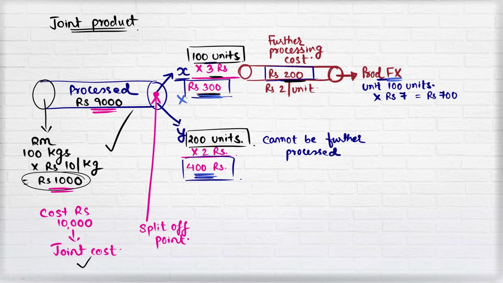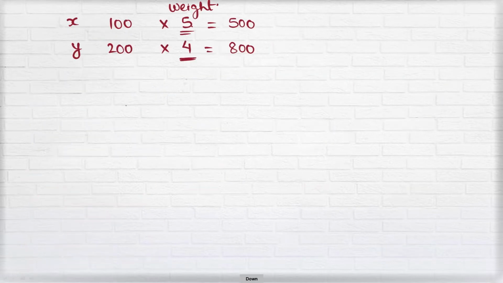This 300 rupees is practically a useless figure for this particular businessman. Why? Is he going to sell at split off point? Do you understand this term, right? Selling the product at split off point without further manufacturing it. He is going to do or not going to do? Not going to do. Then which sales value should be considered? You should consider the sales value of FX. Can you tell me what is the sales value of FX?